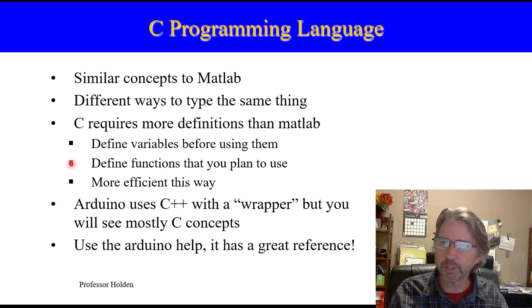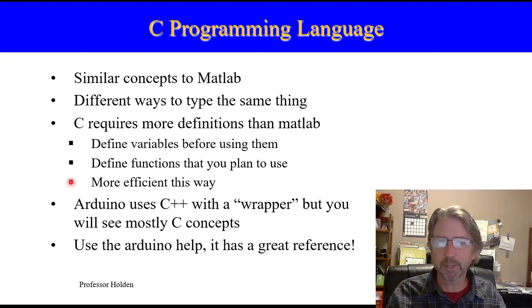You also have to define functions that you plan to use. Certain math functions like sine and cosine may not automatically be used by the C compiler unless you tell it to. These are so that C can be very efficient. It can use just the amount of memory that it needs and just the functions that it needs in order to get the job done. So MATLAB trades efficiency for ease of use, and C has gone really deep on the efficiency side of things.